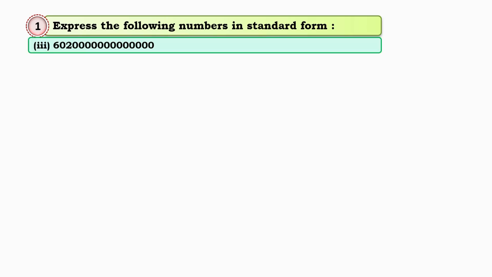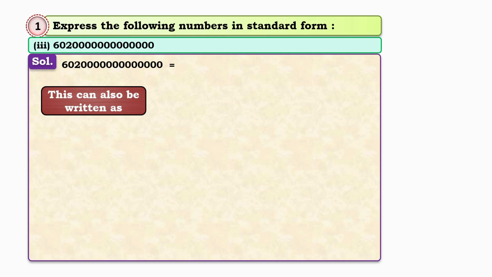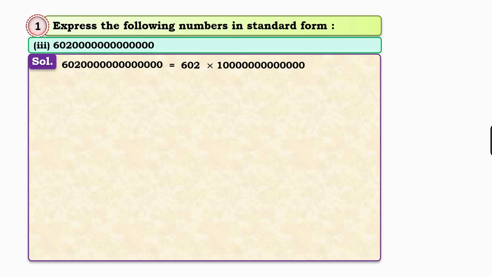Now this is another question, but there is no decimal point now. Now we have the number followed by many zeros. So this can be written as 602 into 1 followed by the number of zeros. You have to count the number of zeros in the question and put that. So now we have to count how many zeros are there. There are a total of 13 zeros. So 602 into 10 to the power 13.